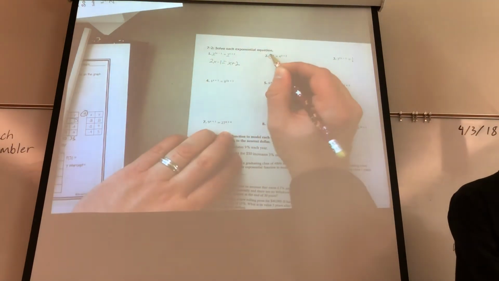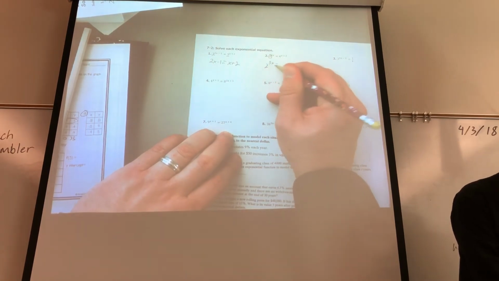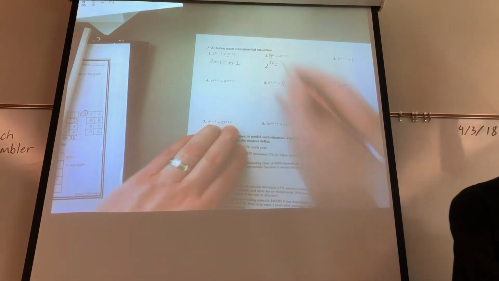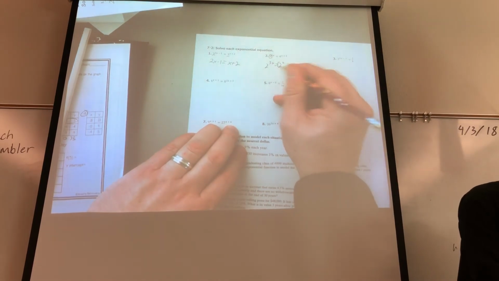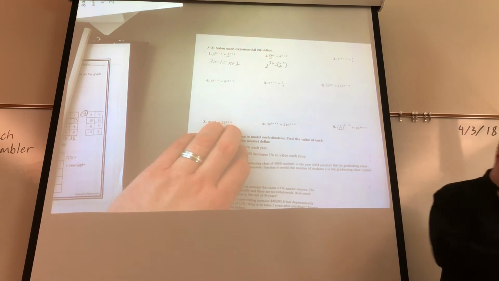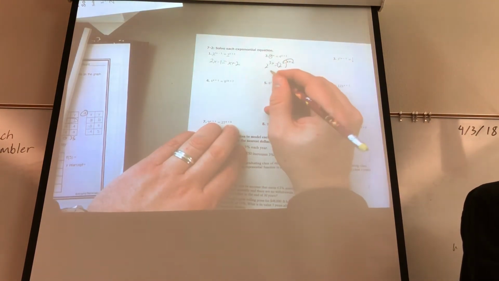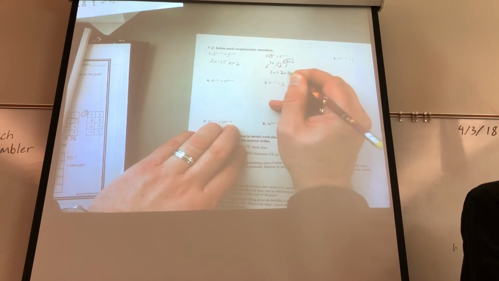This one is good in base 2. So the one side stays the same. It's 2 to the 3x. On the other side, you have to rewrite that 4 as 2 squared because that's what 4 is equal to in base 2, and then we raise that to the x plus 2. You would distribute that 2, so it'd be 3x equals 2x plus 4.